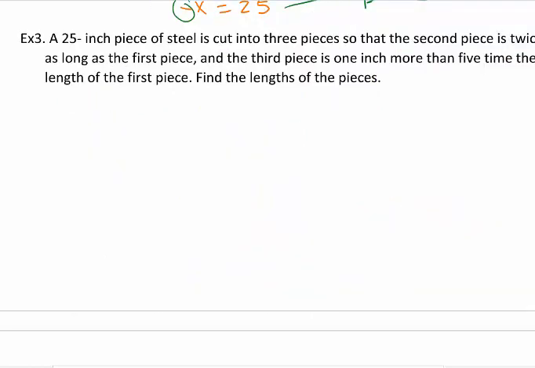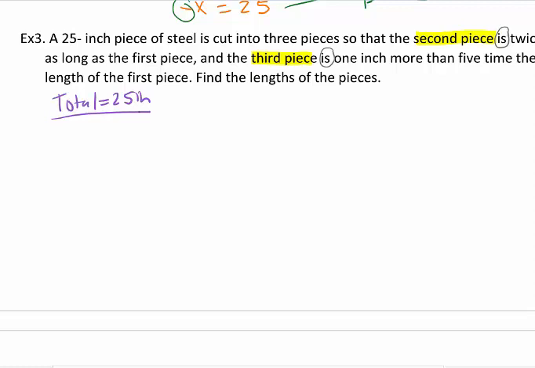Going to number 3. Go ahead and read the example. Look for keywords. So we have a steel piece that's 25 inches long total. So the total is 25 inches.